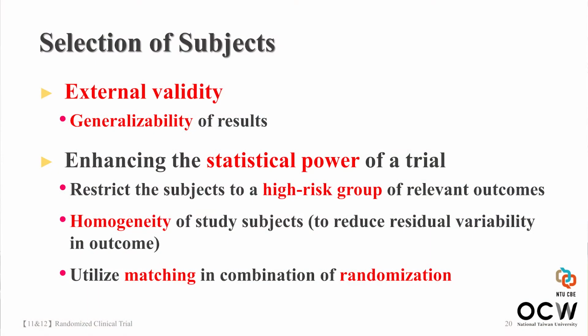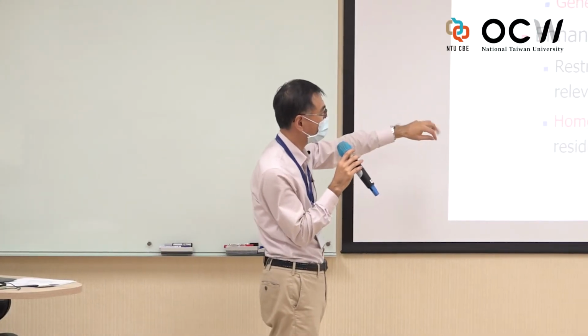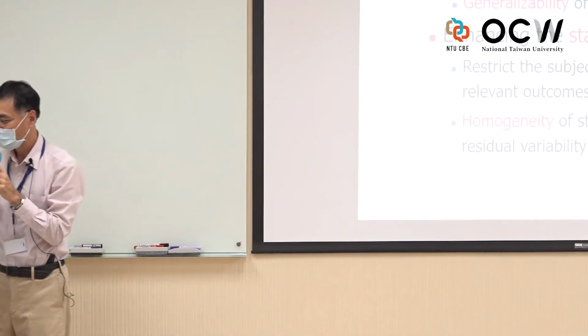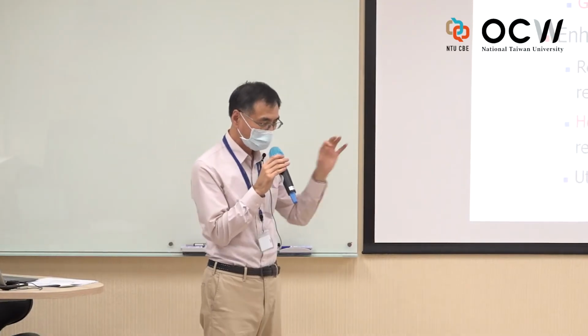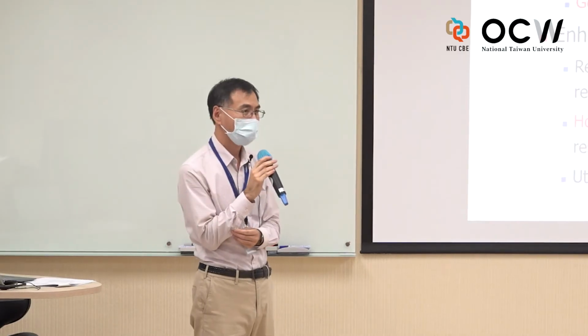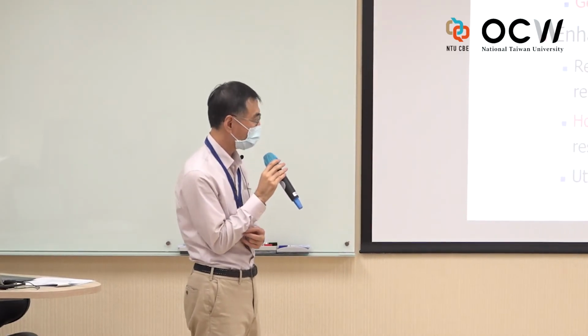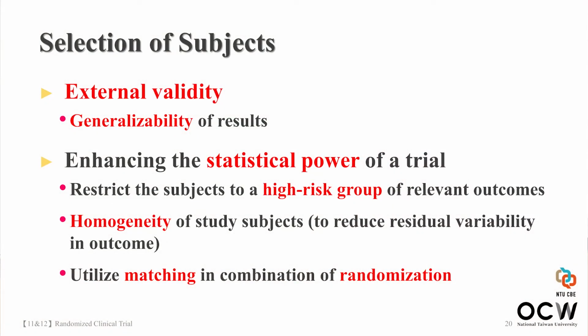And homogeneity is the issue that if you have a study sample with high homogeneity, then you could reduce residual variability in the outcome. Okay, so there are many, many ways to enhance statistical power, but these are the two reasons when you are considering the eligibility criteria. And of course, because you are trying to assign the exposure at the stage of randomization, you could perform matching. In terms of statistics, that's one of the ways to enhance statistical power. So when you do randomization, at the process of randomization, you could perform matching. I'll show you how in the following slides.